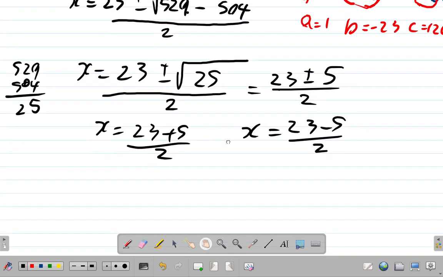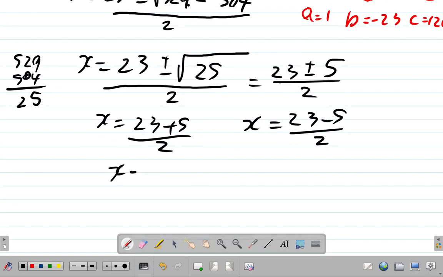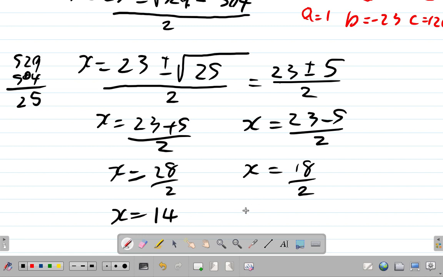Let's work out both of them. So x is equal to 23 and 5 is what? 28, 28 over 2. And also x is equal to 23 minus 5 is what? 18, 18 over 2. So x is 28 divided by 2: 2 into 2, 1, 2 into 8, 4. So it's 14. And x equals 2 into 18, 9. So x is 14 and x is equal to 9.